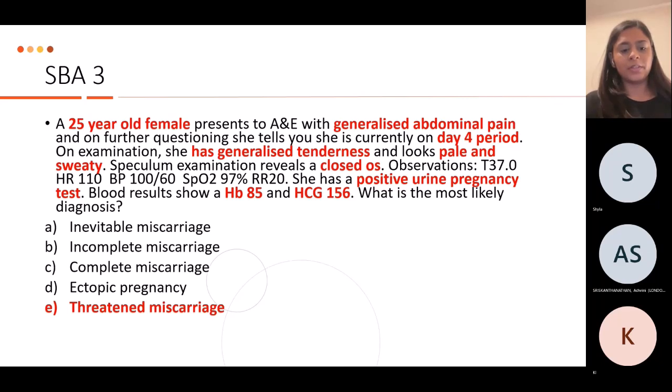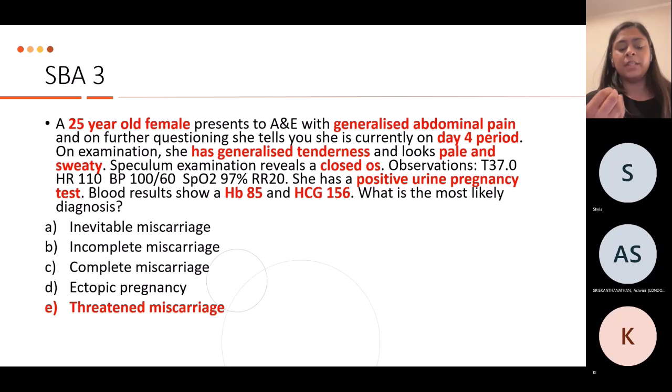So let's just go through it. Inevitable miscarriage is a miscarriage that will happen eventually. And usually you can only diagnose that if somebody has an open cervical os and symptoms of a miscarriage, so abdominal pain and bleeding. So if in this case the os was open, the answer here would be an inevitable miscarriage.